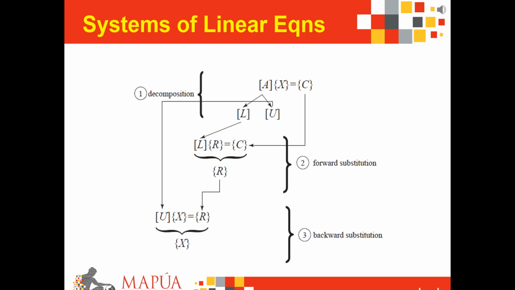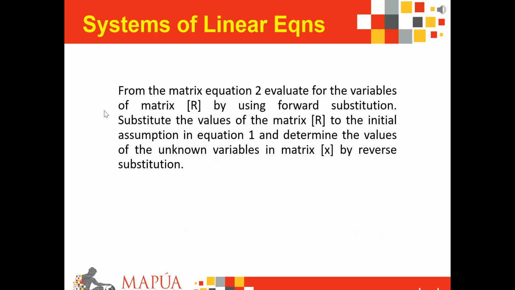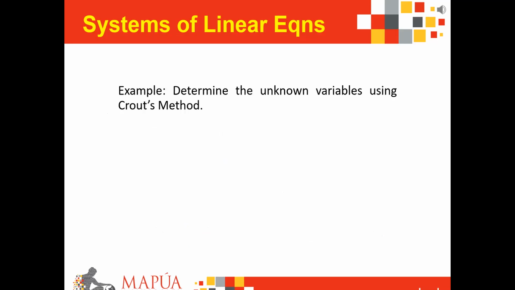Solving for the last variable and substituting them to previous equations, thus reverse or backward substitution is applied. So basically, when summarized from your given matrix equation, you evaluate your matrix variables of matrix R and then solve for the unknown variable matrix X using your initial assumption of equation 1. Let's try it out on this given particular problem.